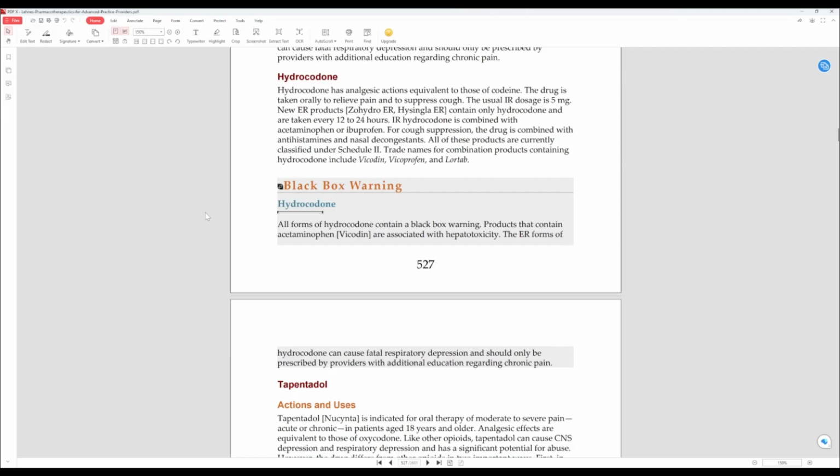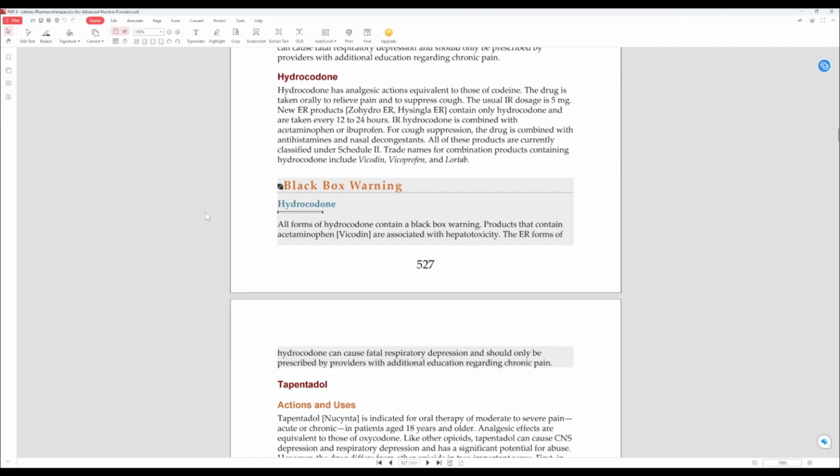The drug is taken orally to relieve pain and to suppress the cough. The usual dosage of immediate release is 5 milligrams. New extended release products contain only hydrocodone and can be taken every 12 to 24 hours. Immediate release hydrocodone is combined with Tylenol or ibuprofen.